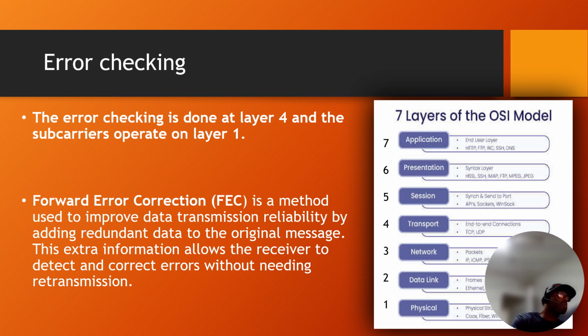You ask how errors are detected. The receiver checks the message against those extra clues. If something doesn't match, it knows an error happened and tries to fix it using those clues. So in layman's terms, FEC adds backup information to fix mistakes.